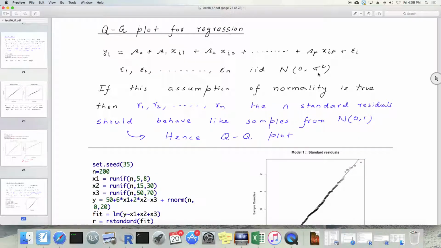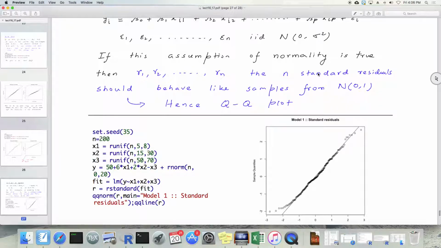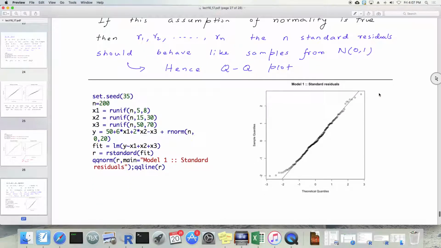If we want to check whether they are from normal, then first we find the same old friend, the Ri's once again, R1, R2, ..., Rn. We calculate them. And if things are good, then these should behave as if they are from normal 0, 1. They are not exactly from normal 0, 1, but kind of. And if something is supposed to behave like normal 0, 1, then of course its QQ plot should be a good QQ plot. All the points should be around the line.